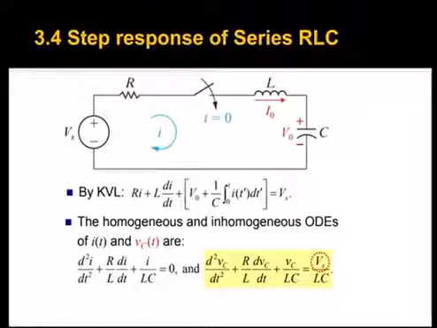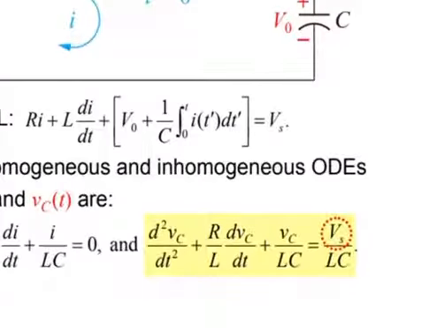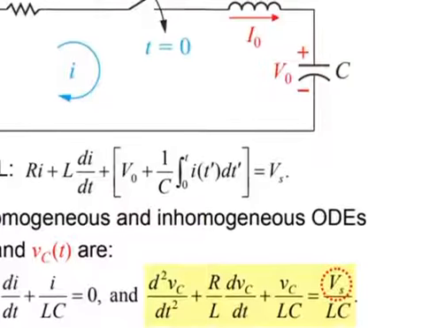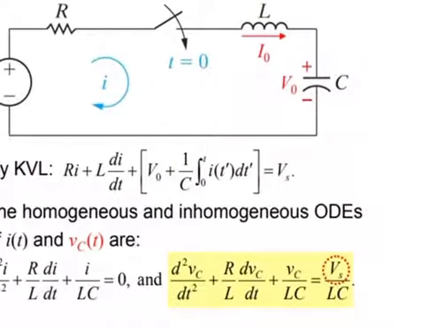Now you solve for the homogeneous and inhomogeneous ordinary differential equation for i(t) and vC(t), and this gives you d2i/dt2 plus R over L di/dt plus i over LC equals 0. And in terms of the voltage, this can be written as d2vC/dt2 plus R over L dvC/dt plus vC over LC equals Vs over LC. So you can see over there that your Vs is actually the voltage source.